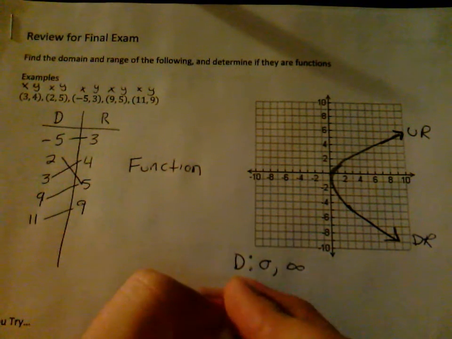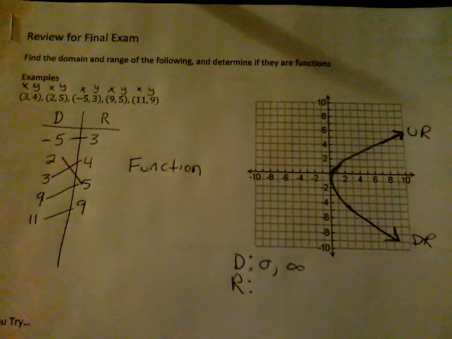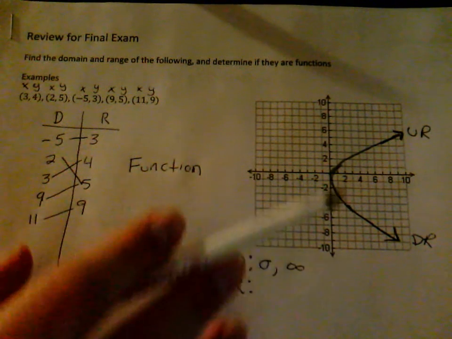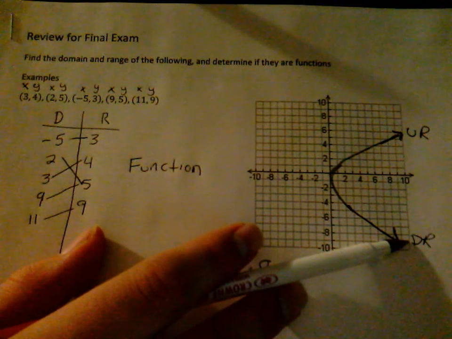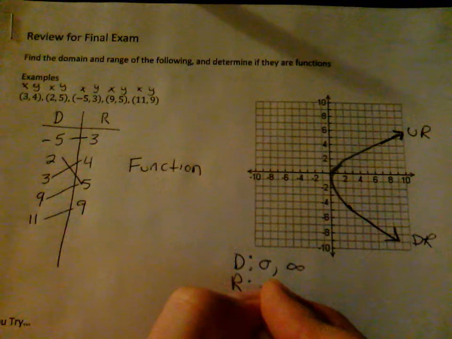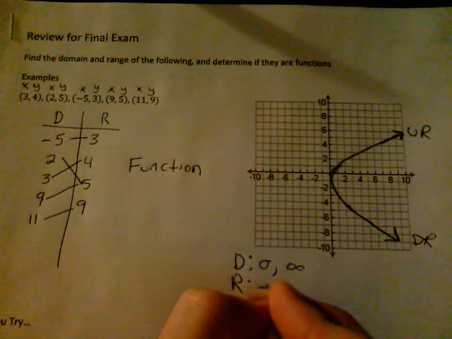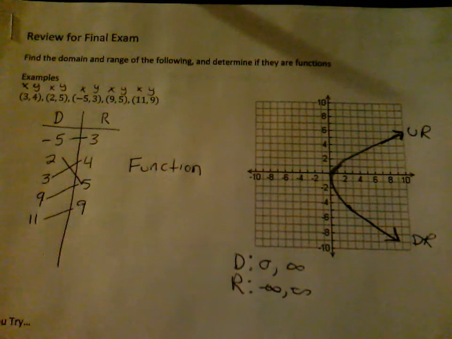Now our range. This is down to up. Since we have a D saying that the arrow is going down always, and that this arrow is going up always, we know it's going into infinity in both directions. So it's going to go down into negative infinity, and up into positive infinity.